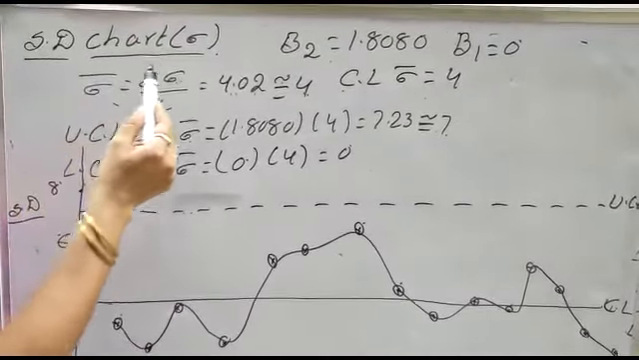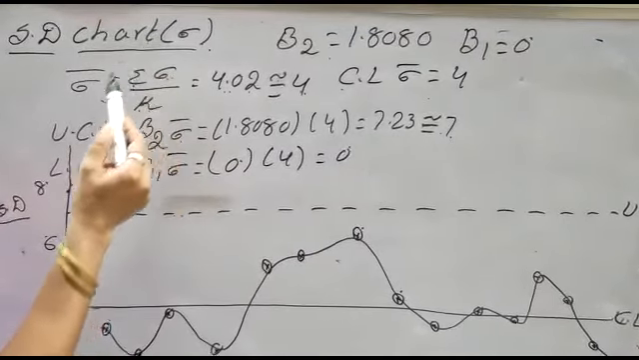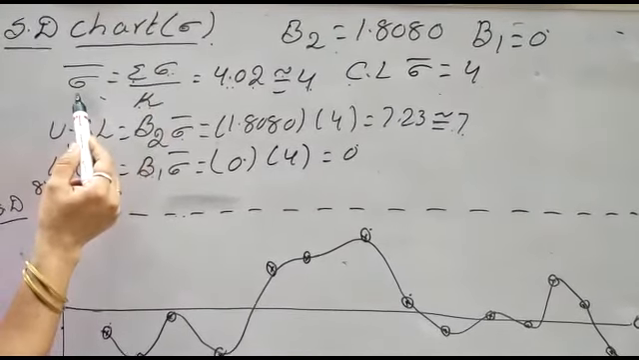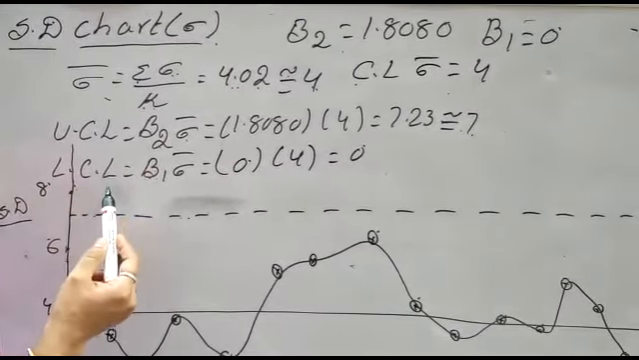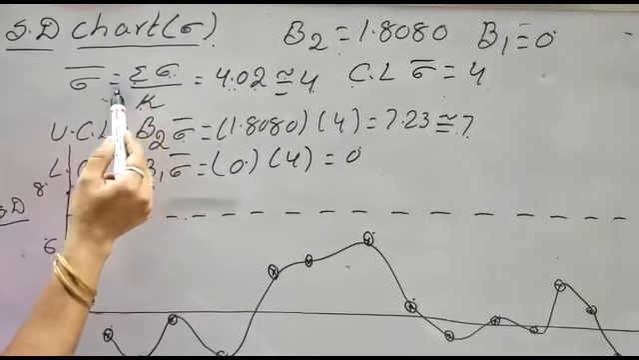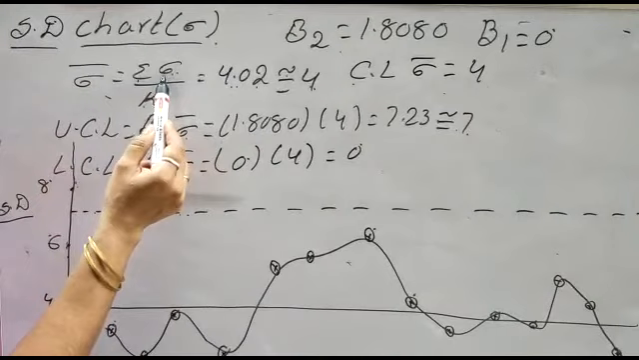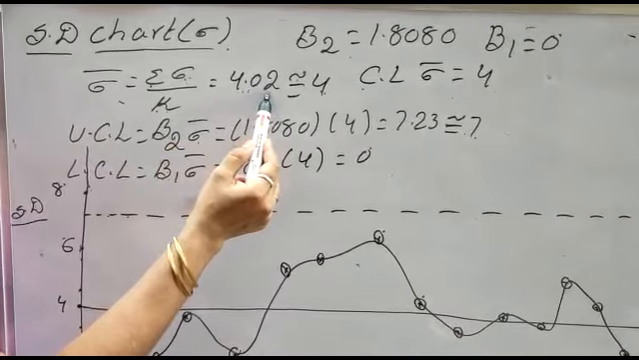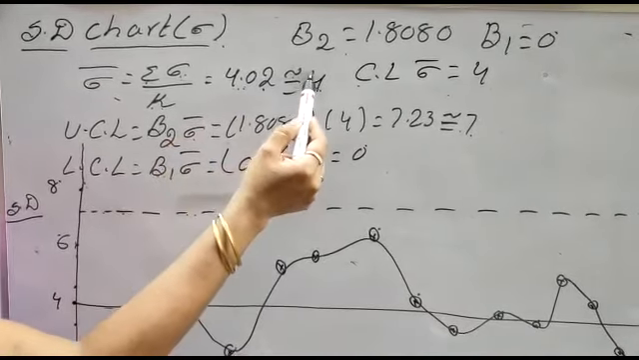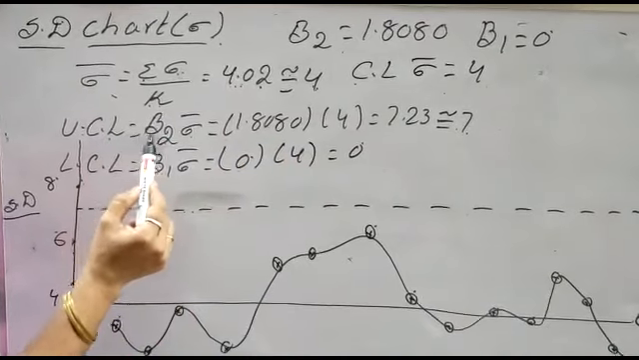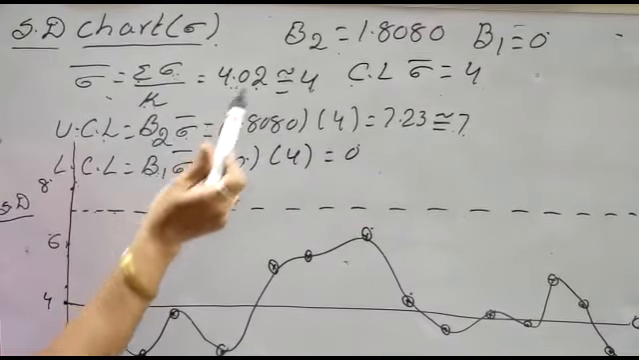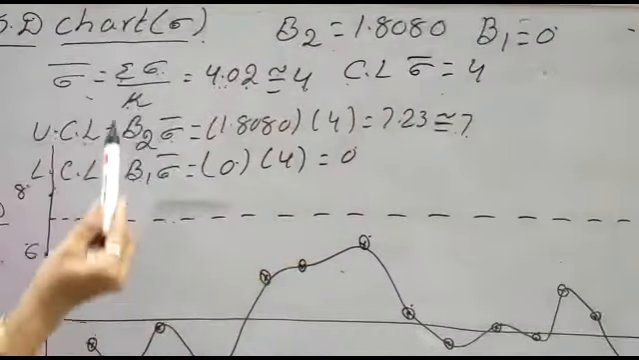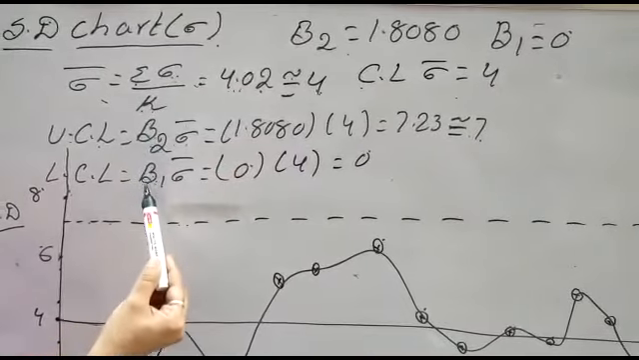Now I am constructing the standard deviation chart for the same example. In order to construct a standard deviation chart, first of all you construct the control limits: the central line sigma bar, the upper control limit and the lower control limit. The central line sigma bar is found as the summation of all the sigma values divided by the total number of samples. This is equal to 4.02, by adding all the 15 samples and dividing, and you can round it as 4. Next, the upper control limit is B2 sigma bar, where B2 and B1 are standard values which can be obtained from the SQC standard tables. By using these, you can find CL, UCL and LCL.